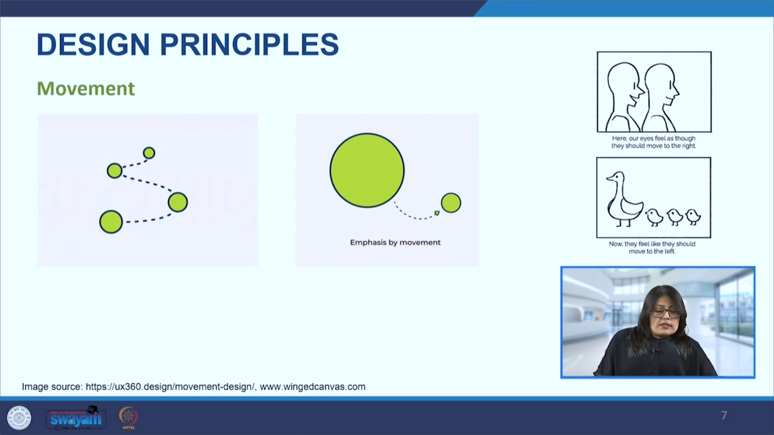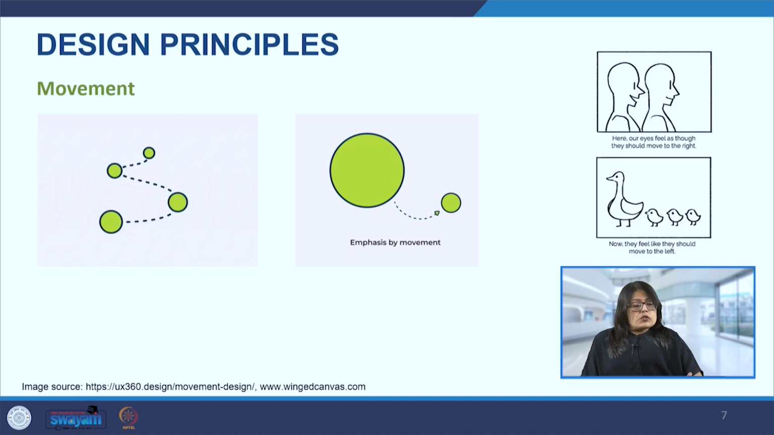Now movement is the next principle. It gives the ability to lead the viewer's eye around an object or an art piece. So here we can see in this diagram on the right that these two humans are looking in one direction, so our eye is also looking at the right side because they are facing the right side. Similarly, in the illustration below this one, the ducks are moving towards the left. So now we feel that we should also move towards the left.